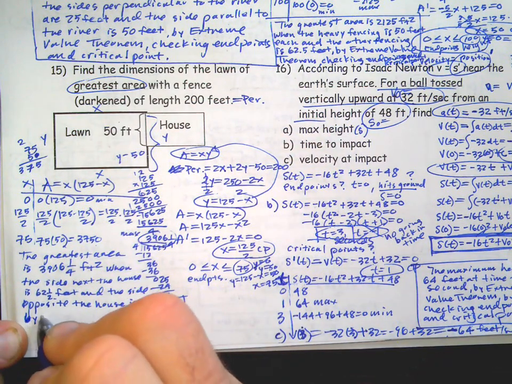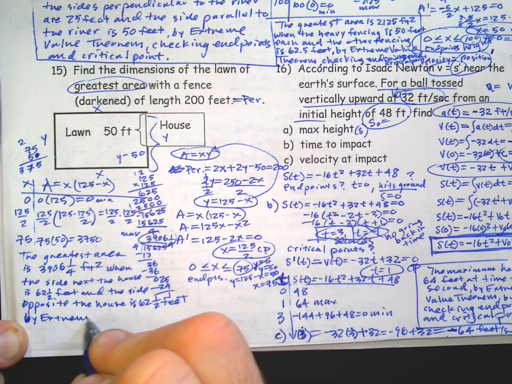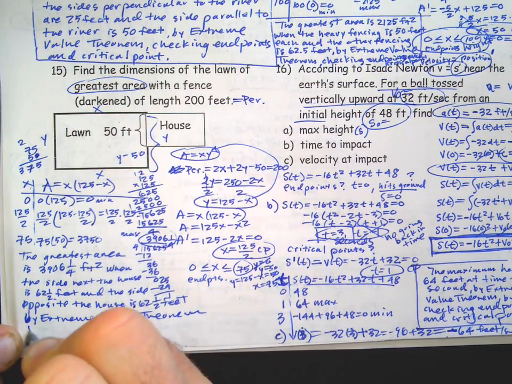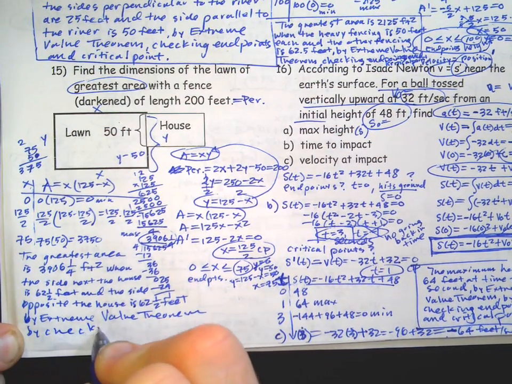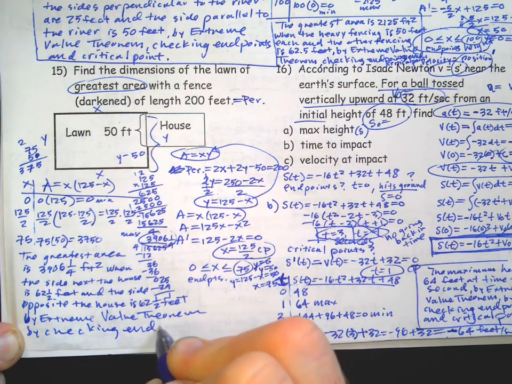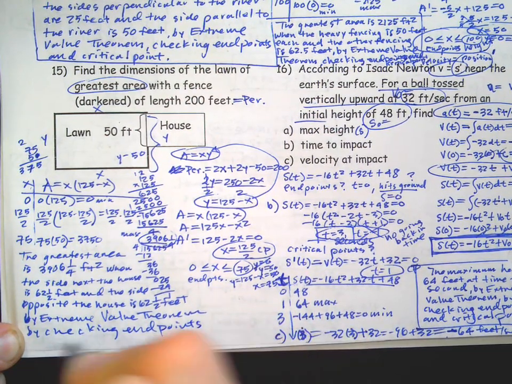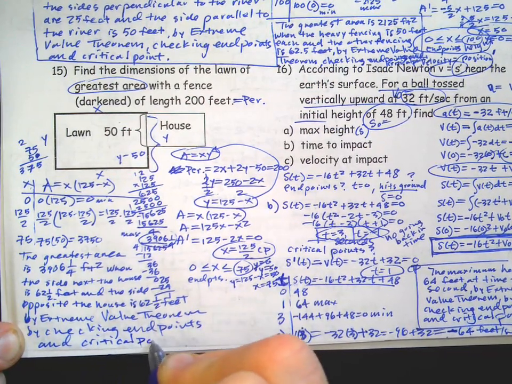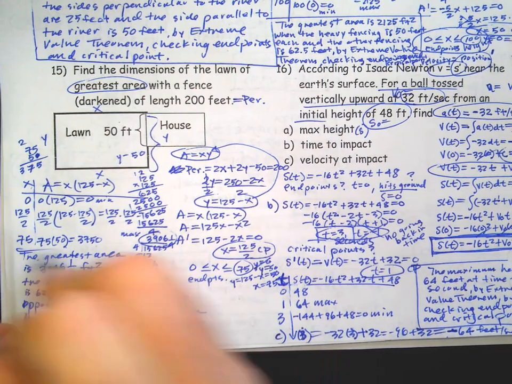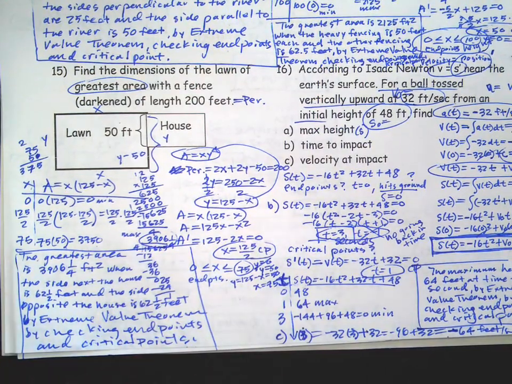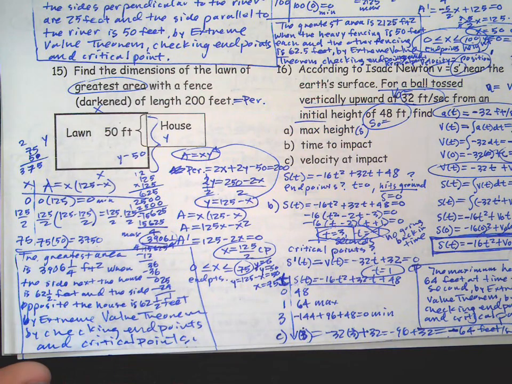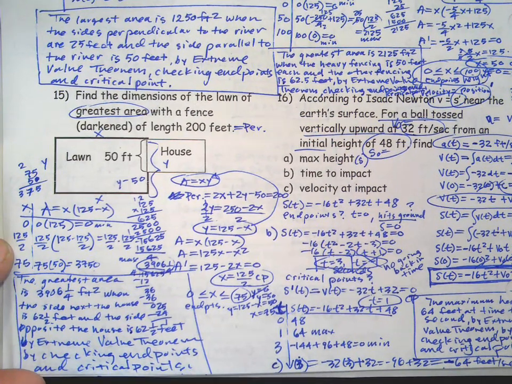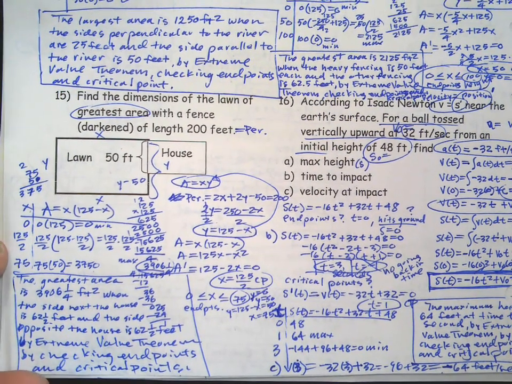By extreme value theorem, by checking endpoints and critical points. All right. So yeah, these are definitely challenging problems, word problems, making you think. Got to think, got to justify your answer. So there you go. We'll have more opportunities to practice these, but a little bit of calculus in there.